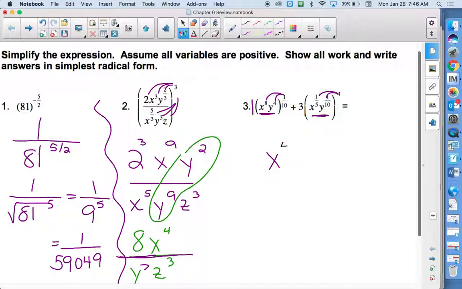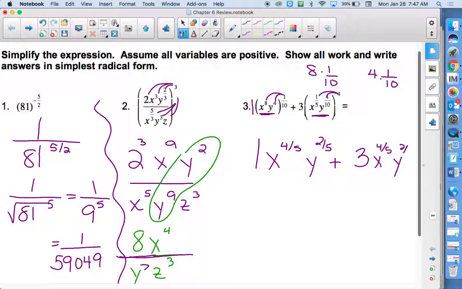So x to the 4/5, because you're taking 8 times 1/10, y to the 2/5, and there's a 1 in front of there. Again, you're taking 1/10 times 4, so 4 times 1/10. And then on the other side, there's a 3, and then x to the 1/5 times 4 is, and then 4 times 1/10 is, right, y to the 2/5.